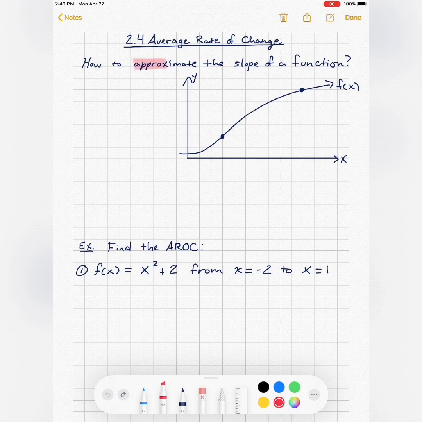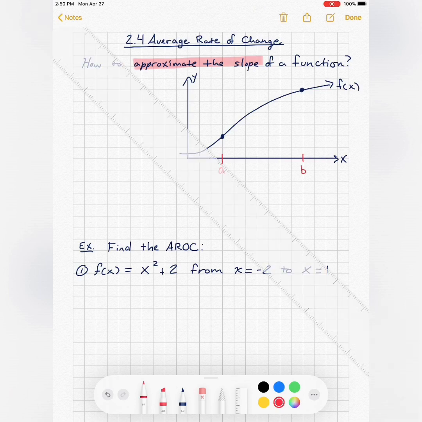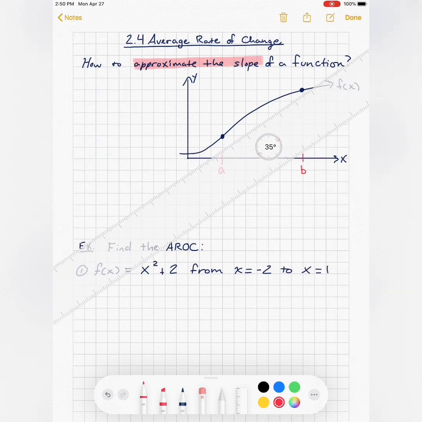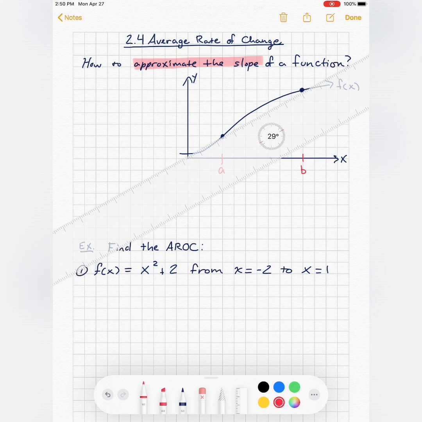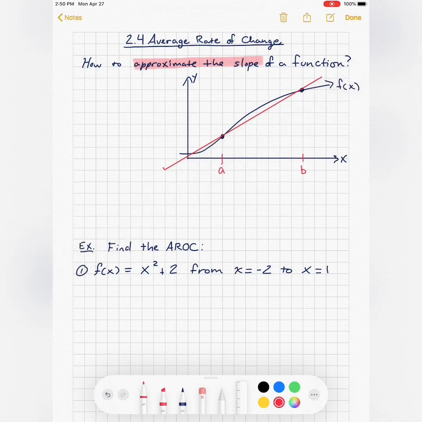However, well, I bet I could approximate the slope of the function. So say I pick two x values. We'll call that one x equals a, and that one say x equals b. And what if I connect the two relevant points on the graph here with a line? So what would that line look like? Something like that. The name of that line, by the way, is the secant line.